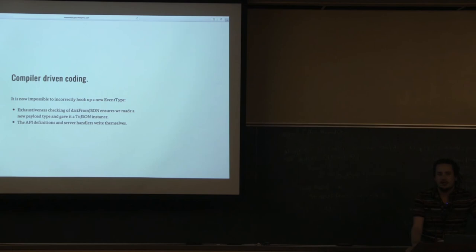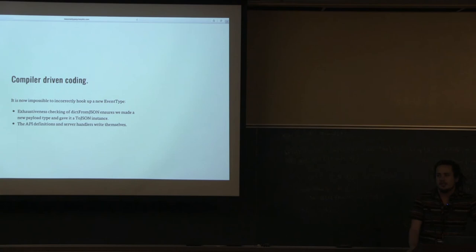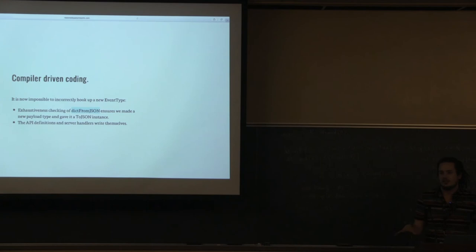So we say, I want to add a new event, a new payload. I have to write that as an instance of my data family. And the only way I can do that is if I add it to my enum, which automatically hooks it up to the API, right? And if I don't do that, then my dict from JSON function is no longer exhaustive, and it won't compile anymore. So there's no way to do this wrong. Also, if I forget to add a from JSON instance, then the constraint solver says, you've done it wrong, and it still doesn't compile. So I have to add a from JSON instance.